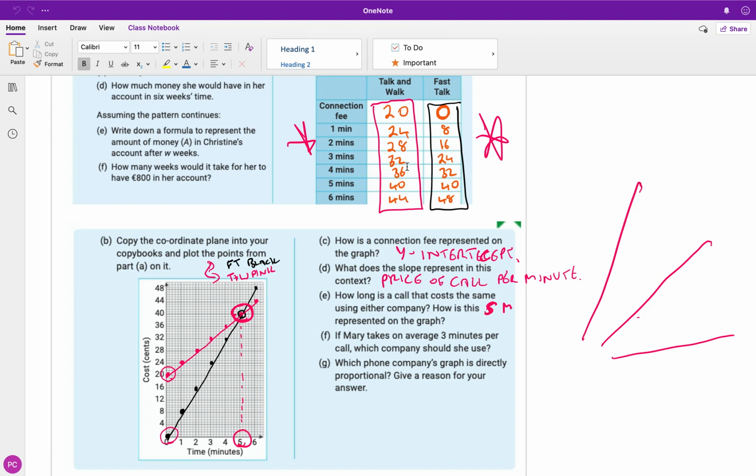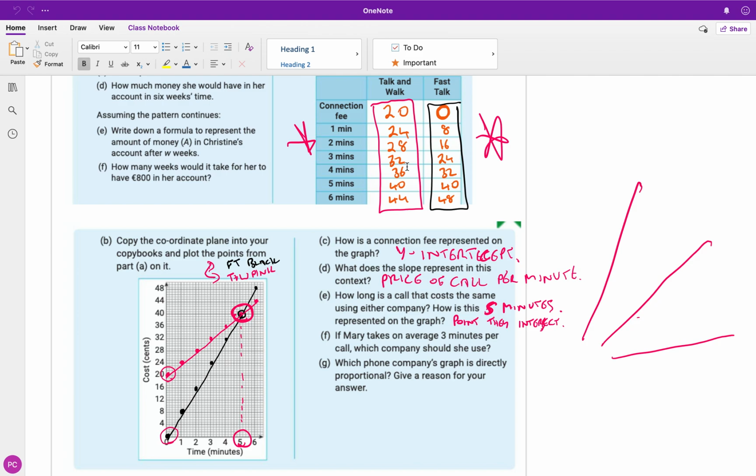5 minutes. And how is that represented on the graph? At the point they intersect. So the points that the graphs intersect.